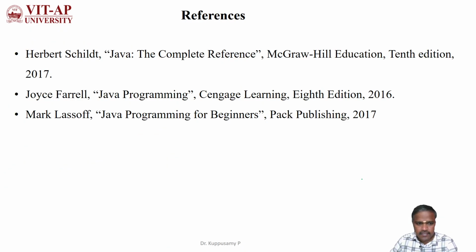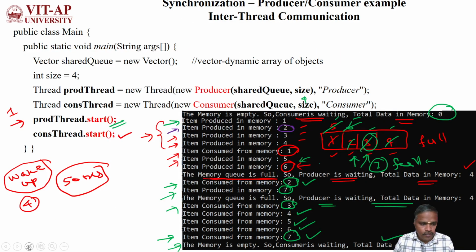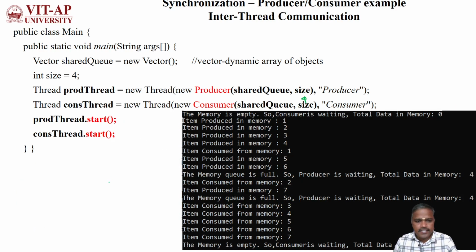So like this, here the producer and consumer threads are communicating with each other by passing the wait signal and notify signal, notify or notify all signal. By using these methods the threads are communicating with each other based upon the synchronization concept.